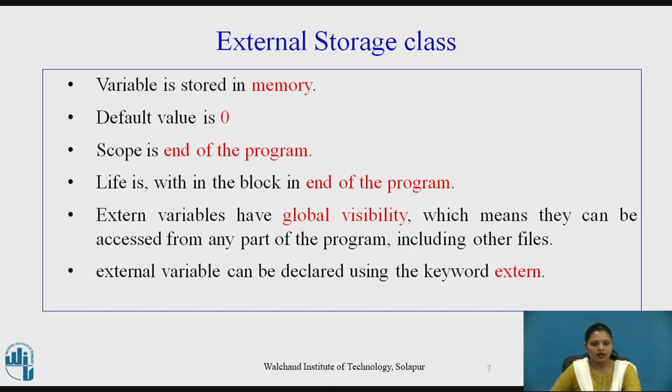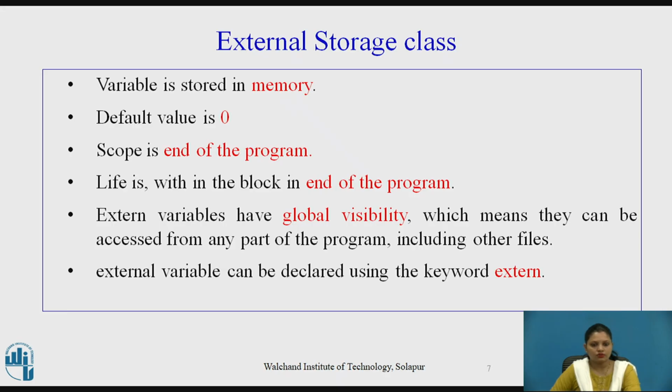The external variables are initialized to 0 by default. External variables have file scope, which means they can be accessed from anywhere within the file in which they are declared. External variables have global visibility, which means they can be accessed from any part of the program, including other files. The external variables have static lifetime, which means they are allocated memory once and remain in memory throughout the program execution. External variables can be declared using the keyword extern.